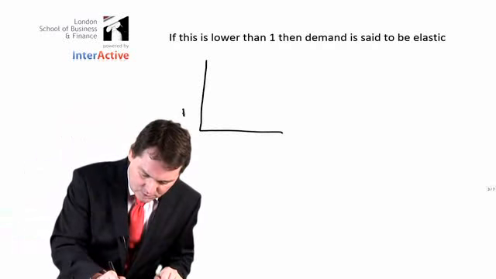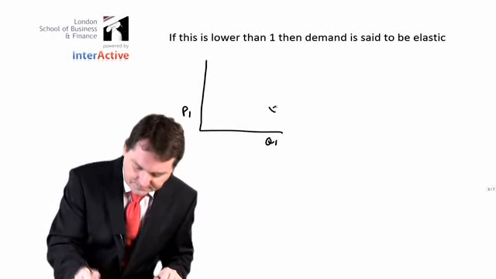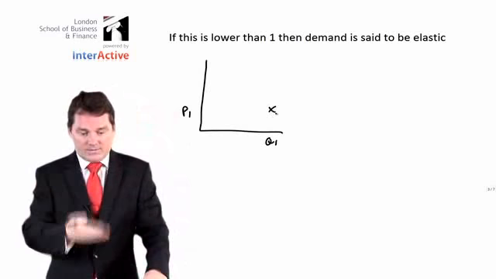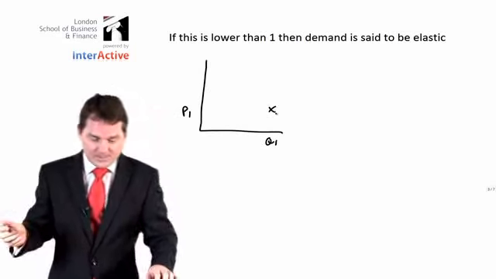Let's have price 1 and quantity 1. So there's our combination. At this price, this is how many people want to buy.